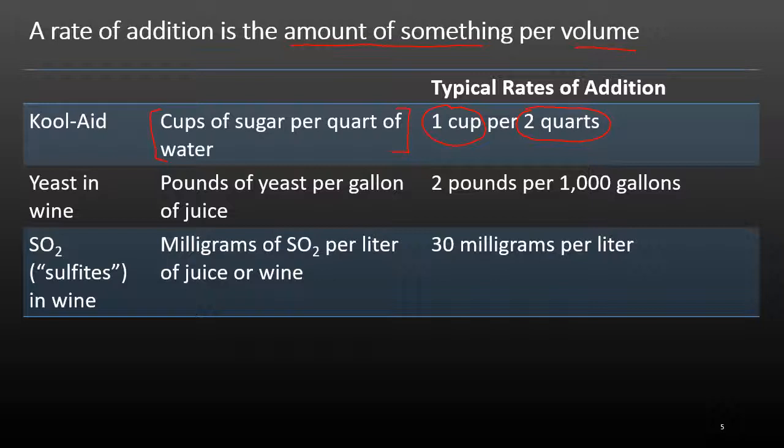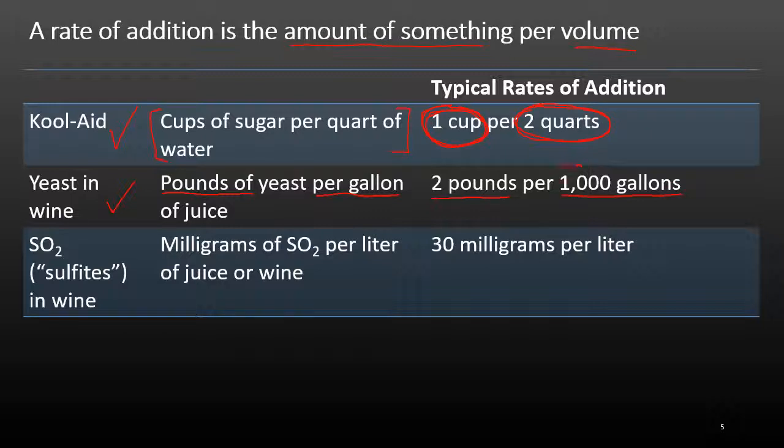The volume here is 2 quarts of water. The amount of something is measured in cups in this case. It's cups of sugar. All right, let's look at the second one here. That's Kool-Aid. Let's look at yeast. We usually add yeast in terms of pounds of yeast per gallon of juice. So it's pounds per gallon. That's a typical measurement you hear winemakers use. And the typical rate of addition is 2 pounds per 1,000 gallons of juice.